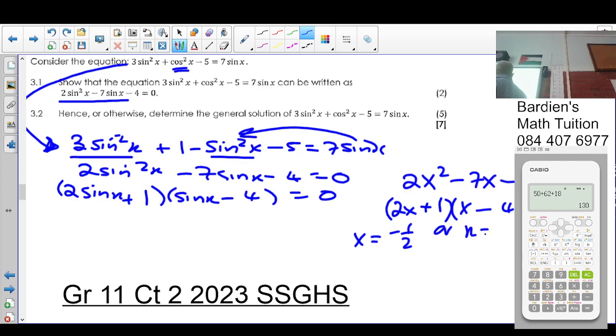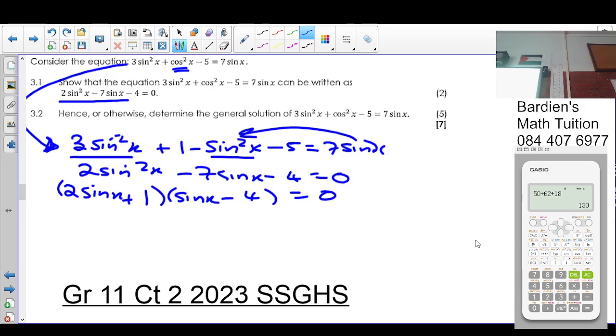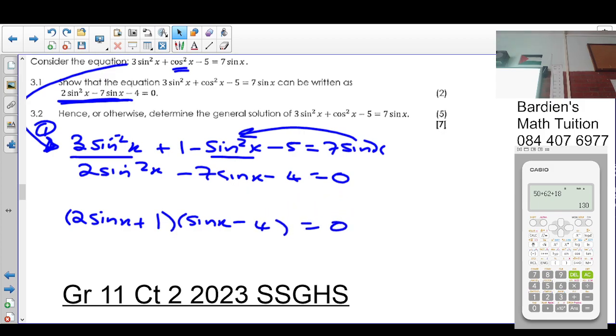Or x is equal to 4. But remember, for number 1, they just asked you to show that. And I think I'm going a bit too far here. And there we go. That's the answer they were looking for.